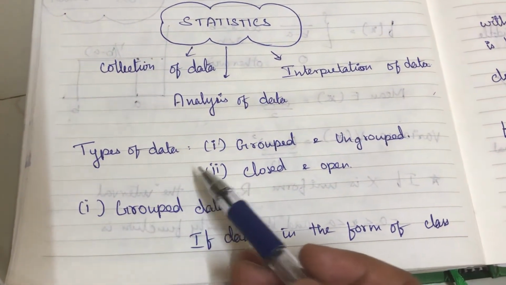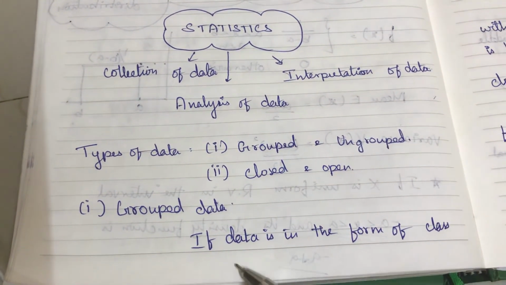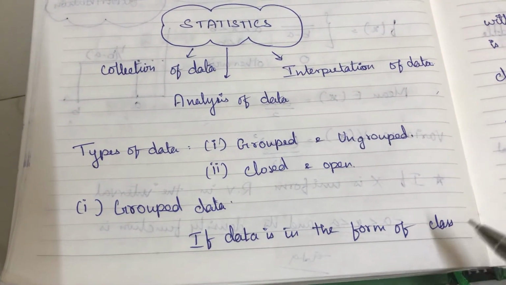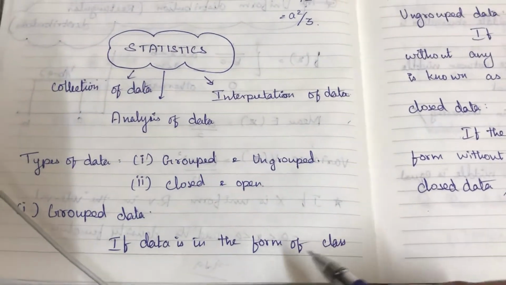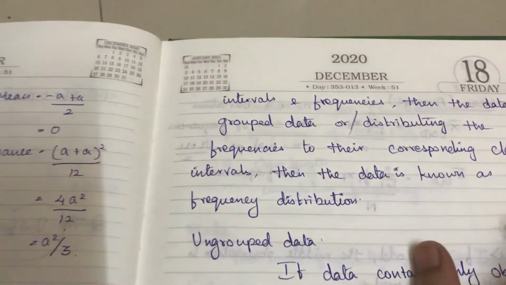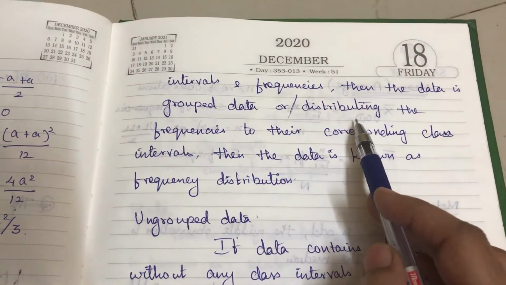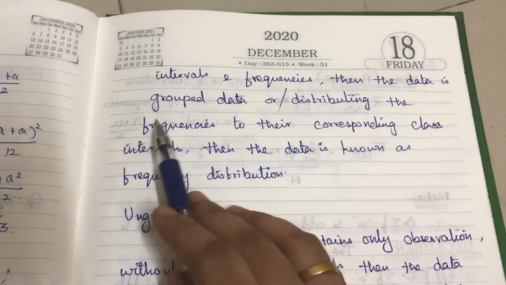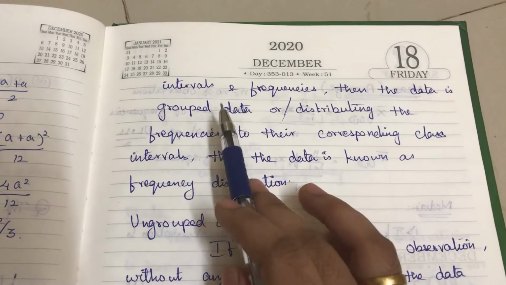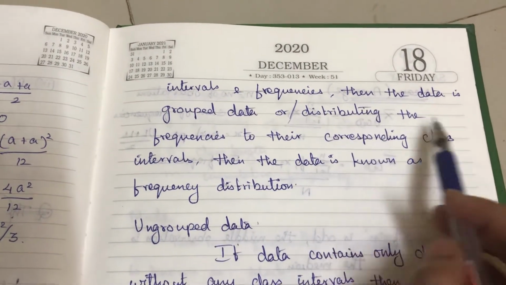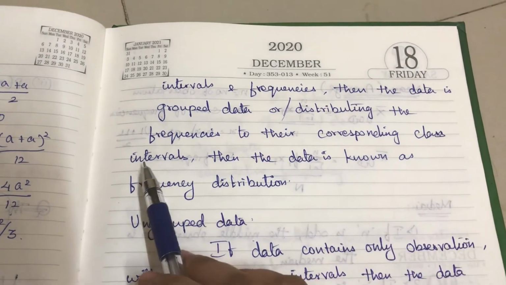Types of data: grouped, ungrouped, closed, open data. What is grouped data? Data in the form of class intervals, so it has some limits and frequencies. It has some frequency, means we can easily say that it is grouped data. So this one is what? Grouped data.